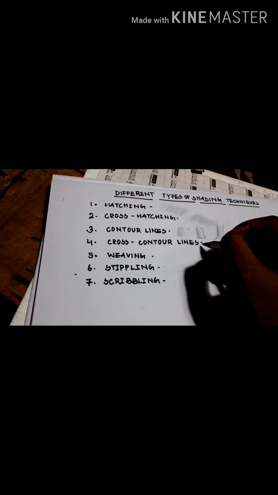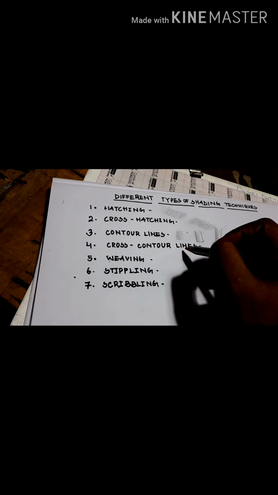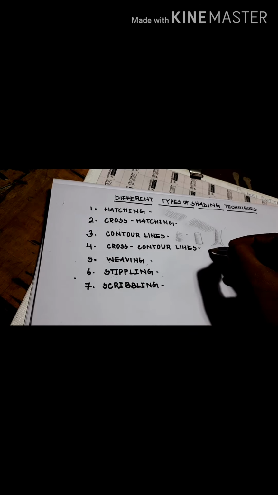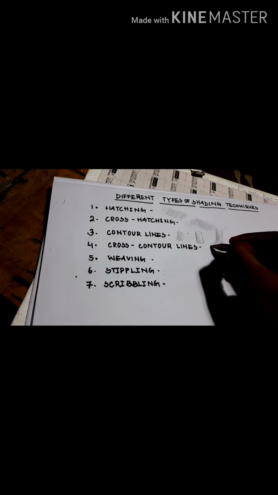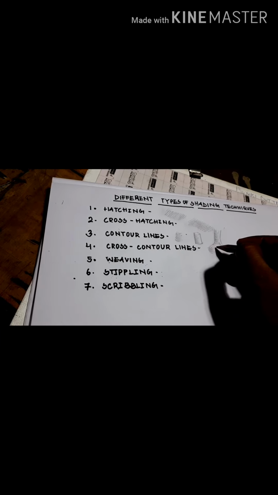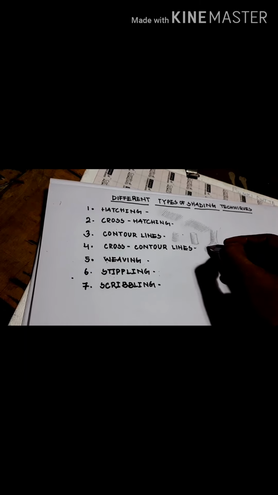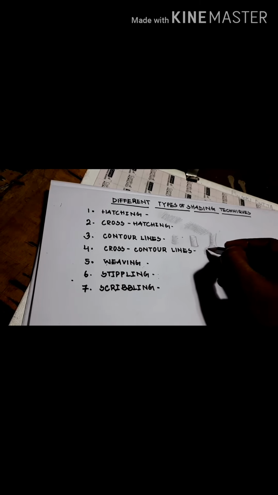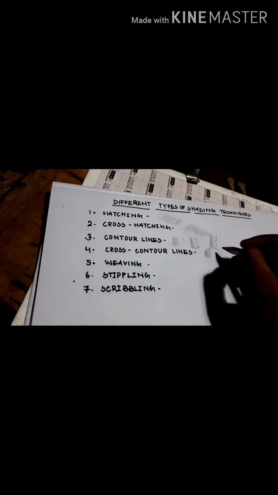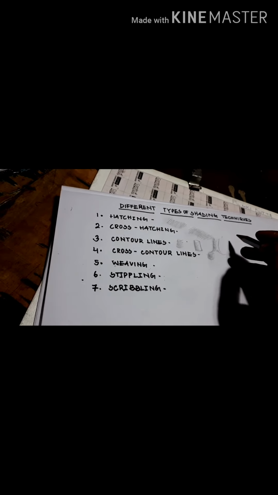The fourth one is cross contour lines. Cross contour line is also similar to contour lines, but one thing is that here we use two sets of curvy lines to shade the objects. Like hatching and cross hatching, we are just using curved lines here, but in hatching and cross hatching process we used straight lines.